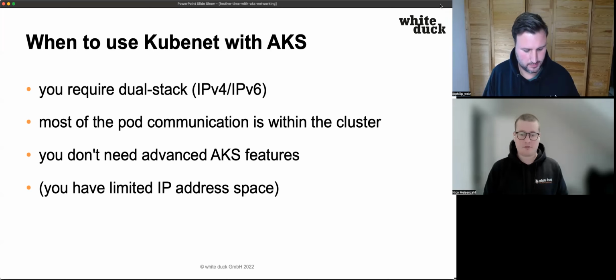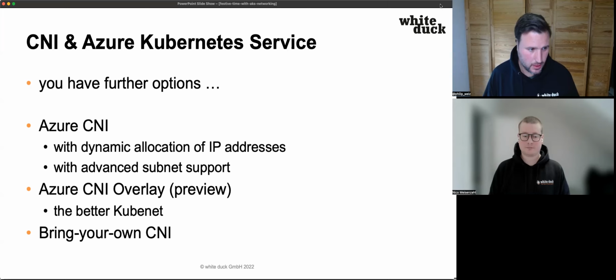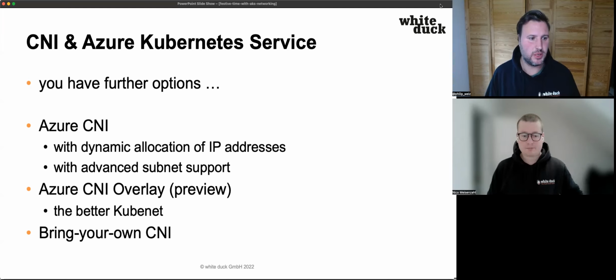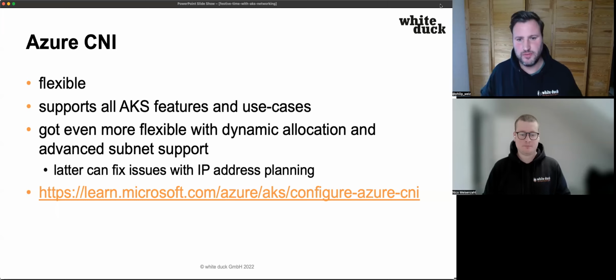Okay, in addition to the Kubenet option, Azure provides us with three other options. We have the Azure CNI, which is basically the Azure implementation of the network plugin. We have the Azure CNI Overlay, which is a preview feature at the moment. And we also have something really new, Bring-Your-Own CNI. We will start with the Azure CNI, which has some additional features like dynamic IP allocation and advanced subnetting.